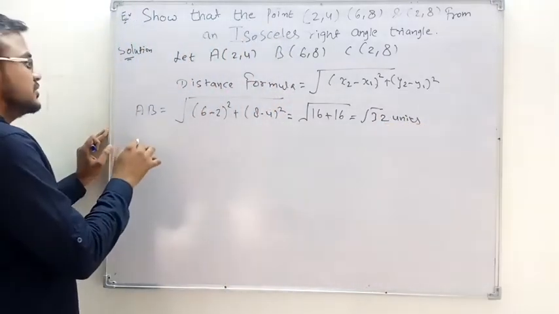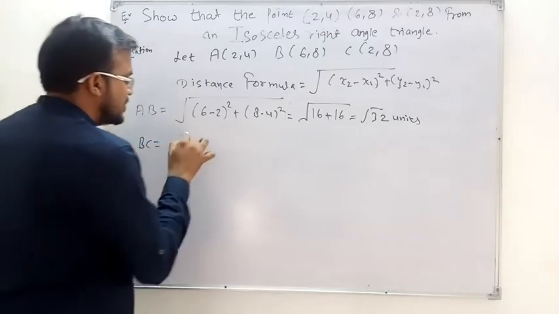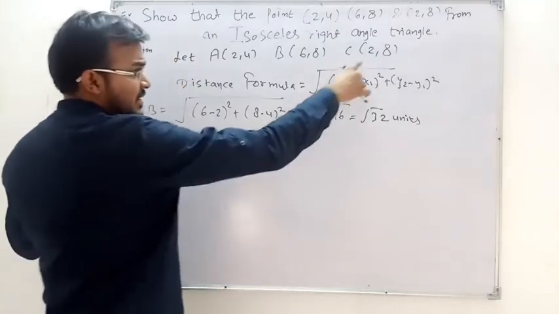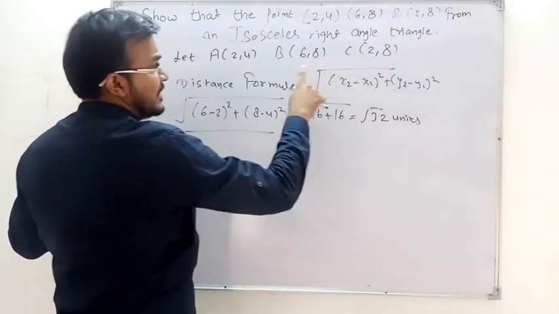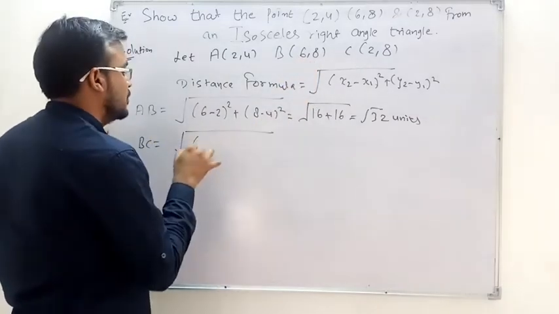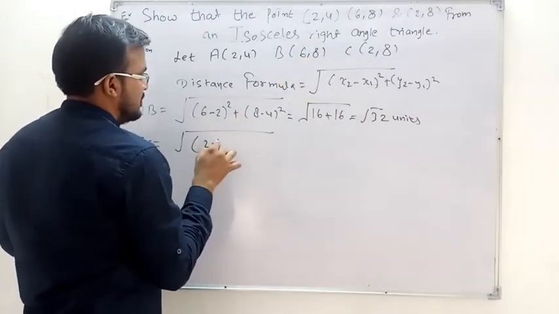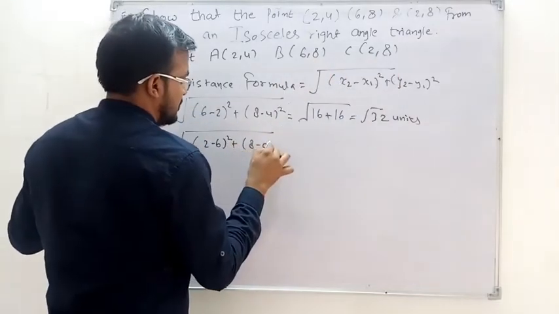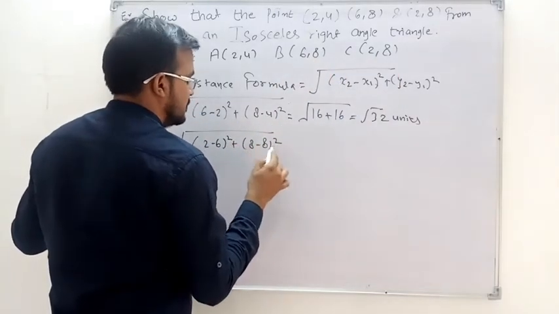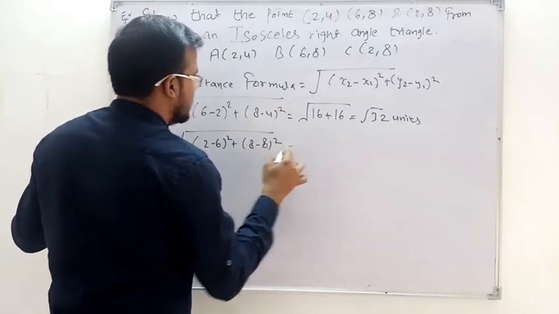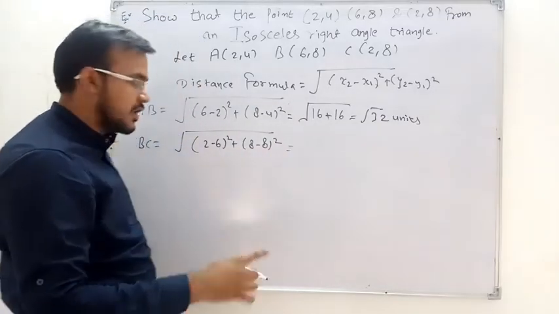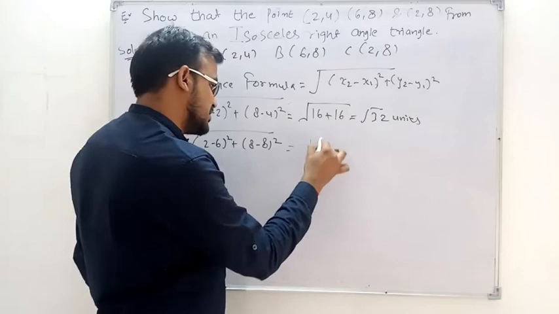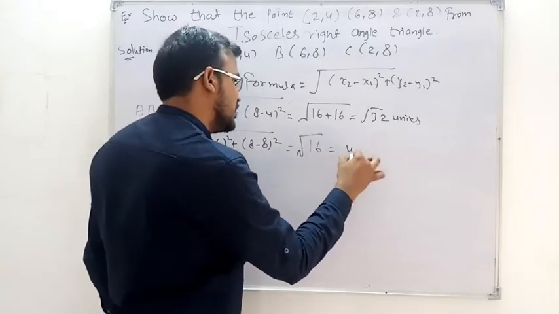Similarly, find the distance of BC using the same formula, but here x2, y2 is (2, 8) and x1, y1 is (6, 4). So (2 minus 6) square plus (8 minus 8) square. 2 minus 6 is minus 4 and the square of minus 4 is 16. Root 16 is 4 unit.